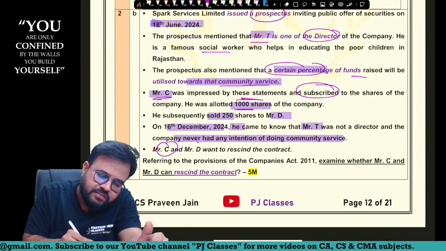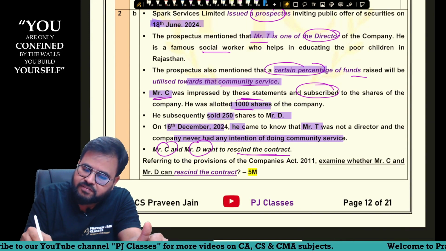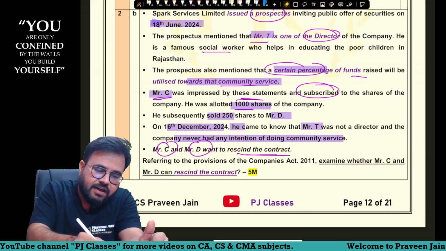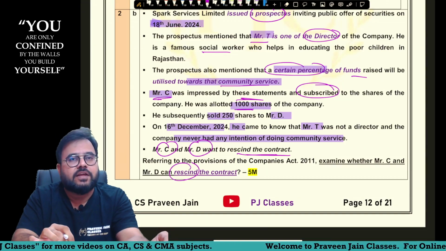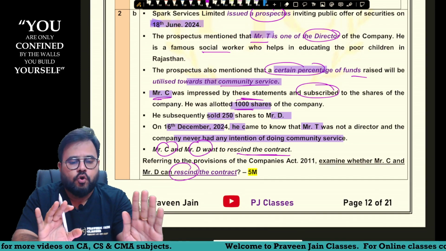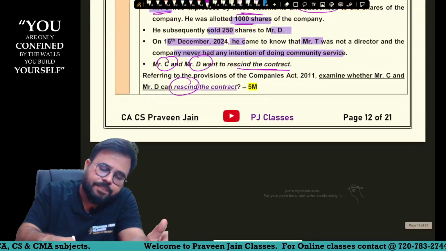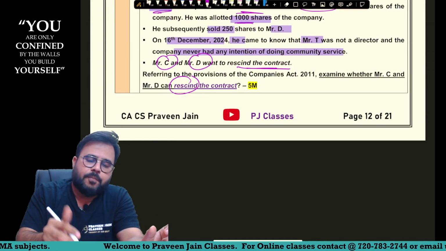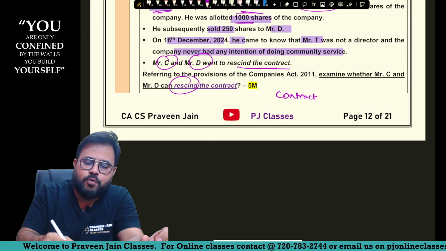Mr. C and Mr. D want to rescind the contract, sir. Referring to the provisions of the Companies Act, examine whether Mr. C and D can rescind the contract. So can I say here, if you try to see the Companies Act, nowhere will such words be written, whether rescinding, or say cancelling, is allowed or not allowed. Here, a little bit of common sense we have to apply. Can I say, the Contract Act we have studied? I'm talking about in foundation, sir.